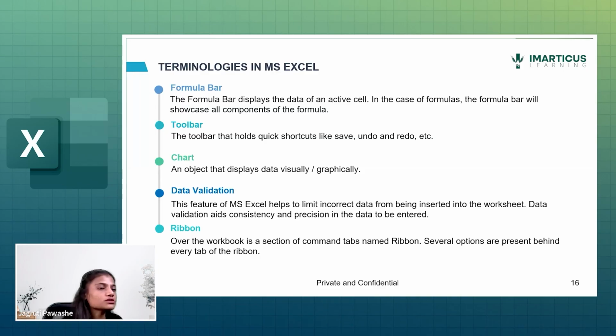Now we saw lots of ribbons which are available. The ribbon over the workbook is a section of command tabs named the ribbon. Several options are present behind every tab of the ribbon. As you see when I'm clicking on different ribbons, the ribbon is showing certain options, certain controls, or changes of values within the same.